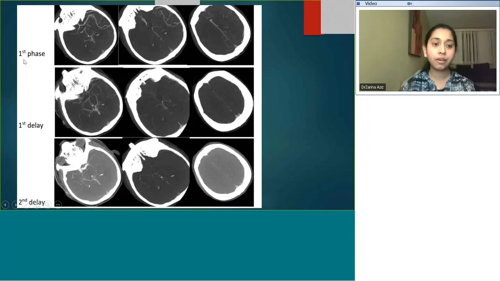And when we do the collateral imaging, however, we see that the collaterals are really poor on this side. Though the ASPECT is good, we see the collaterals are really bad on this side as compared to the normal side. And as we go to phase 1 and phase 2, we see that the contrast is still stuck at the MCA level without going into the pial region. So very poor collaterals, and this patient had a bad outcome. So even though the ASPECT is good and the proximal occlusion is seen, bad collateral patients don't do well.